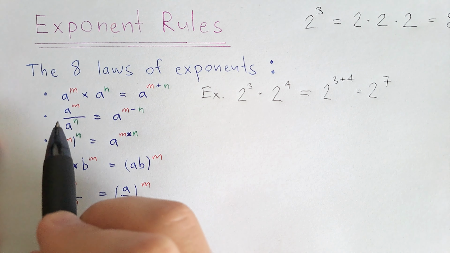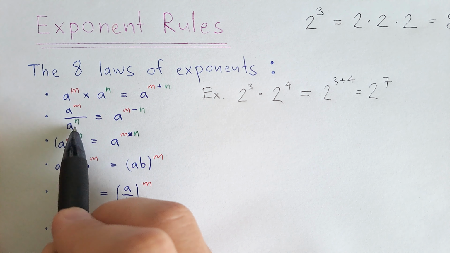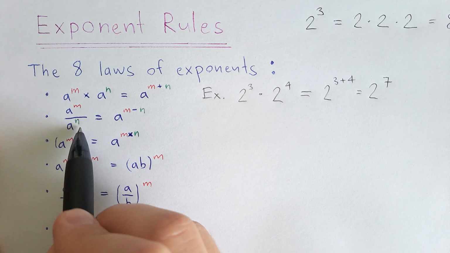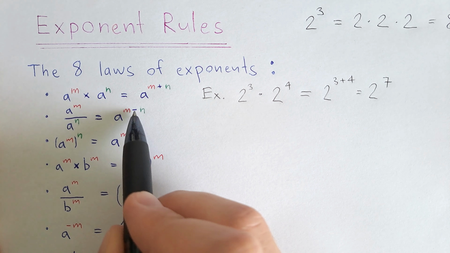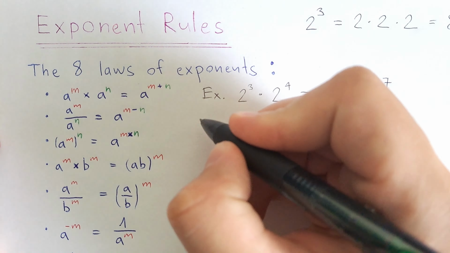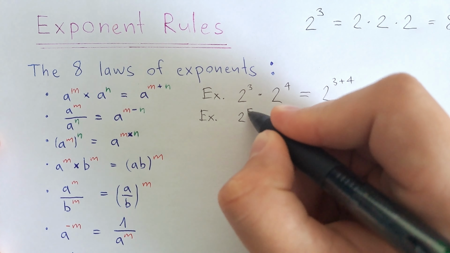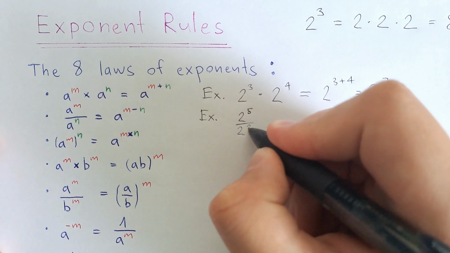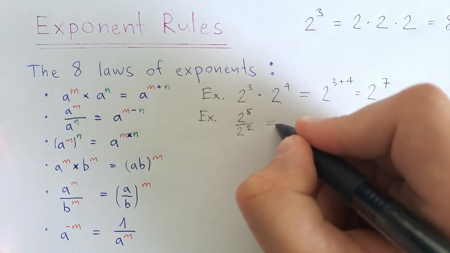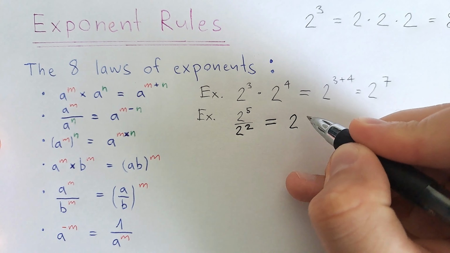Next up, we're diving into dividing numbers with the same base. Here we stick with the base and subtract the exponents. So 2 to the power of 5 divided by 2 to the power of 2 becomes 2 to the power of 5 minus 2, which gives us 2 to the power of 3.